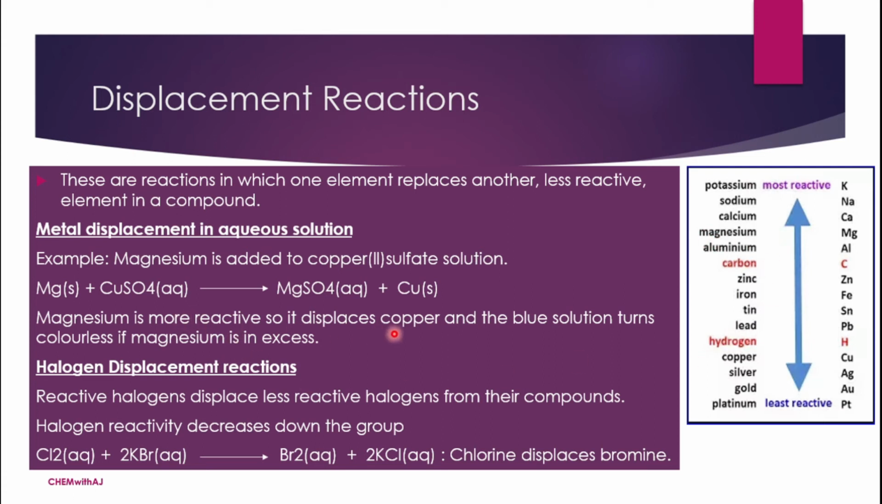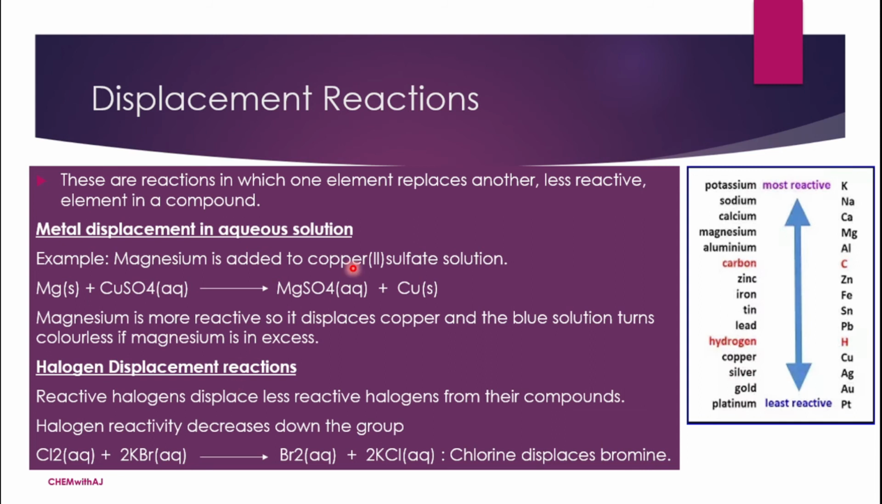So it displaces copper from copper sulfate, giving us magnesium sulfate and copper as a solid. The copper ions are reduced to copper atoms. The blue solution, which is given by the Cu2+ ions, turns colorless if magnesium is in excess. Then we have halogen displacement reactions.